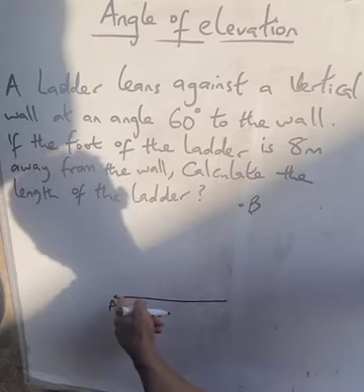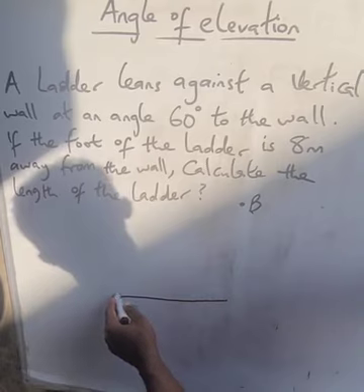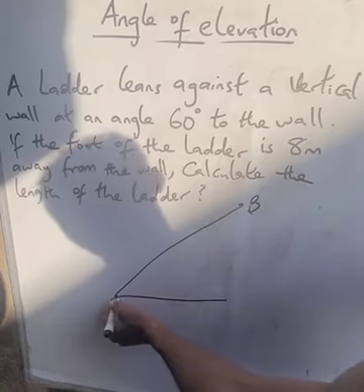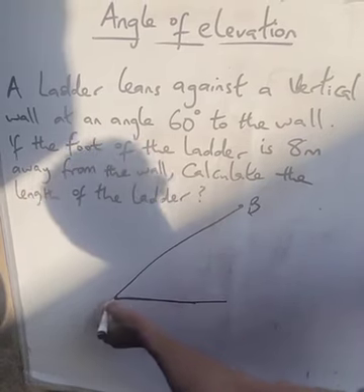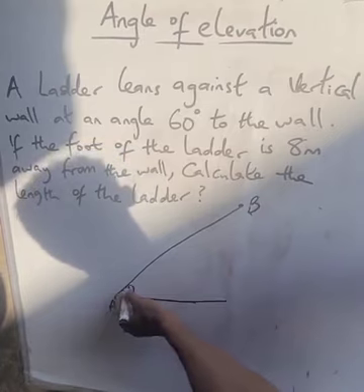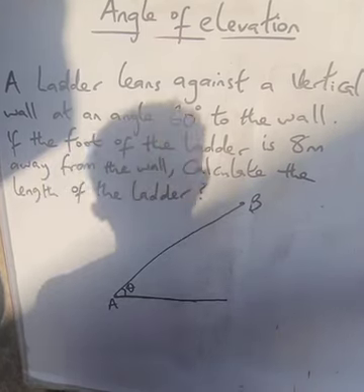So when an observer is sighting an object, this is the angle that is formed when an observer sights an object here. Now, this is his normal eye level. When he raises his eye above his normal eye level, the angle formed there is called the angle of elevation. So this is the angle of elevation.